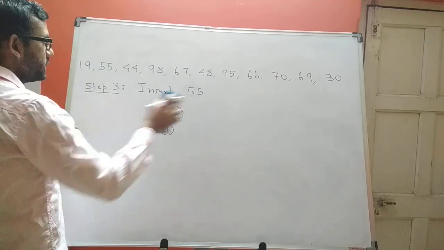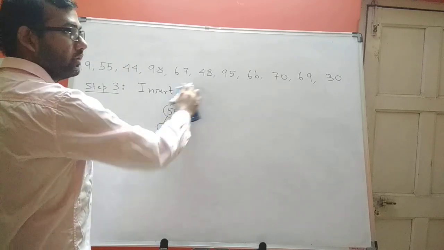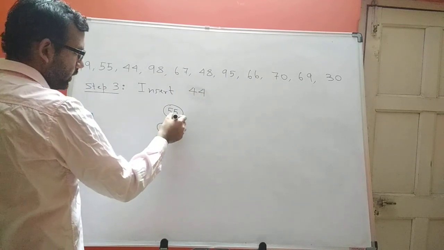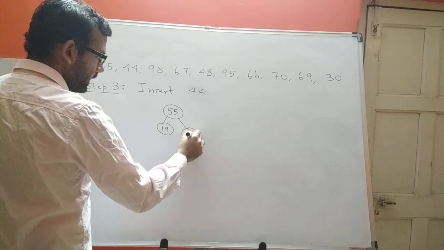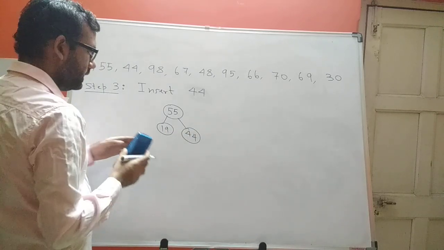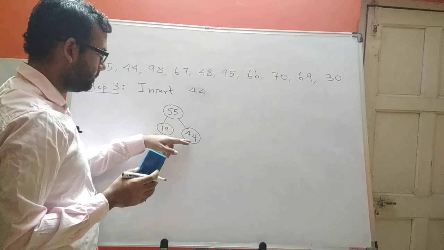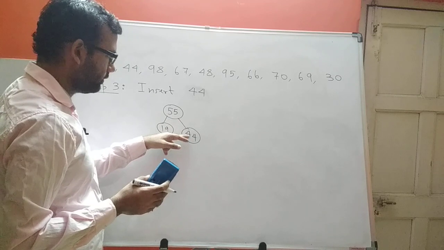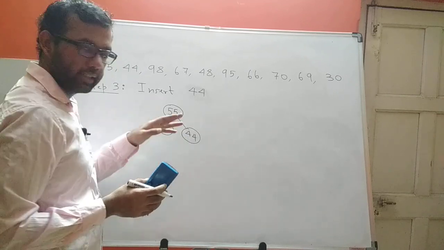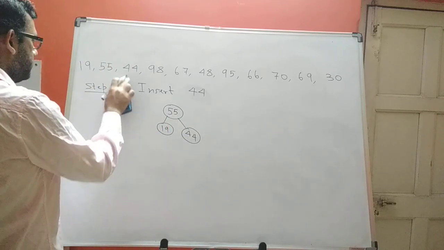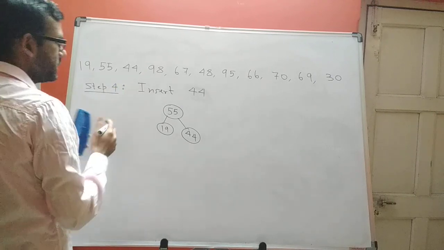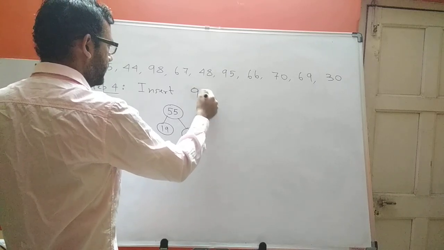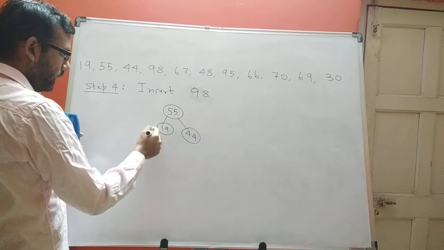Now step number 3 is insert 44. So I want to insert 44. So where would 44 go? 44 would go to the right. So I filled up the last level. Now see, the heap property is still satisfied because the parent of 44, which is 55, is greater than it. So 55 is greater than 44 and 55 is the parent of 44. So the max heap property holds. Now step number 4. Step number 4 is insert 98. So I want to insert 98. So where would 98 go? 98 would go at the last level.